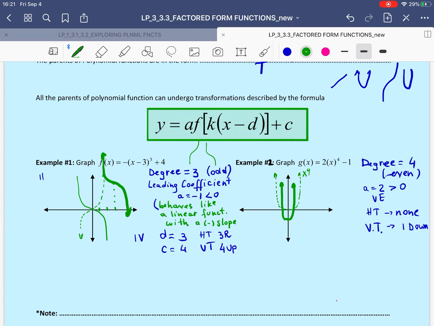Sorry, I got distracted by my pen has low battery.